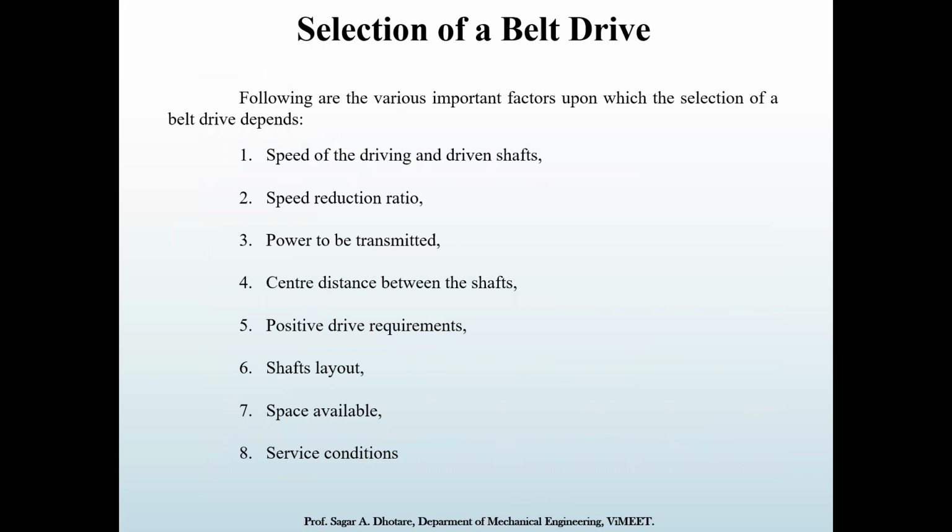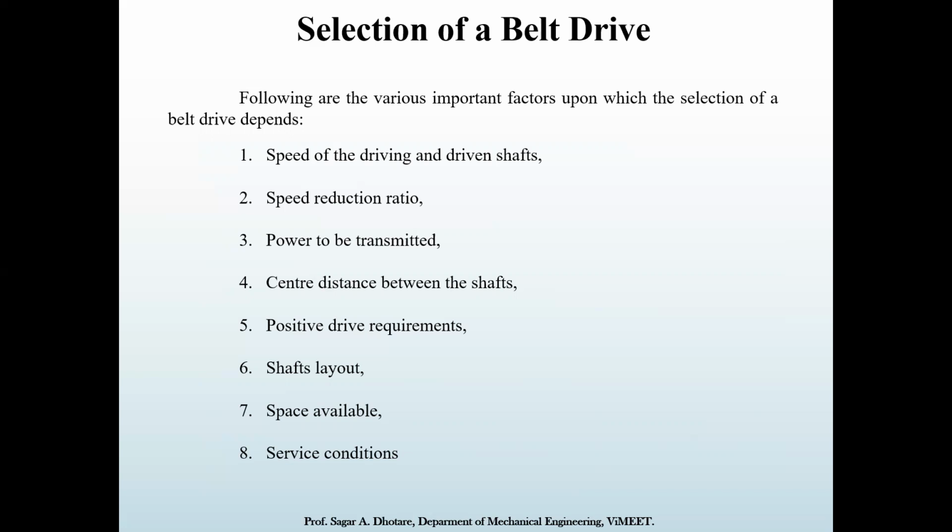Now, how could we select a belt drive? There should be some specific factors or parameters. Based on that, you need to select the belt drive. First one is the speed of driving and driven shaft. Second, the speed reduction ratio. Third one is the power to be transmitted. Fourth one is the center distance between the shafts.